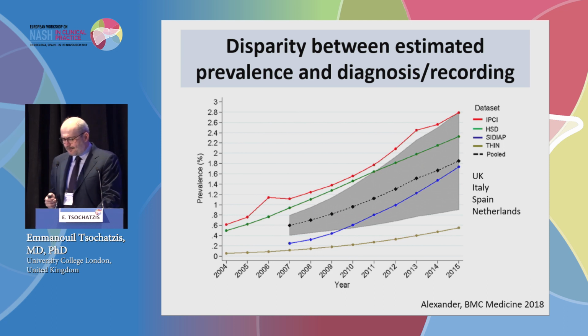Now, despite the fact that it is a disease which is prevalent in 25% of the population, it is under-recognized. This is the proportion of patients which are coded as having NAFLD in 5 different primary care databases. This is the UK database, and you can see that this is not more than 2.5%. So a disease which is prevalent in 25% of the population is coded in 1 to 3% of the population. And this is a big problem when we're trying to understand what the natural history of the disease is.